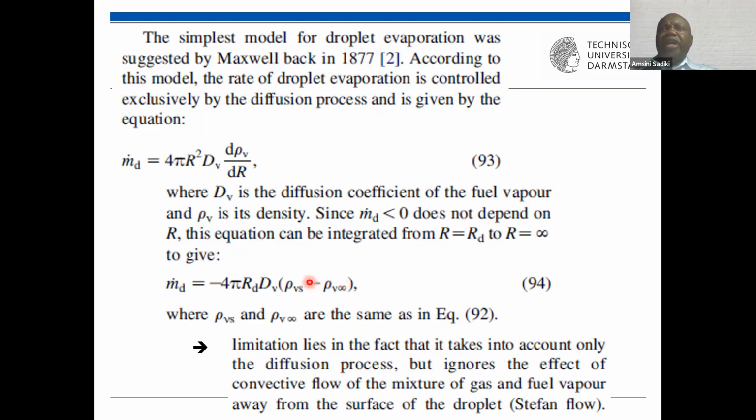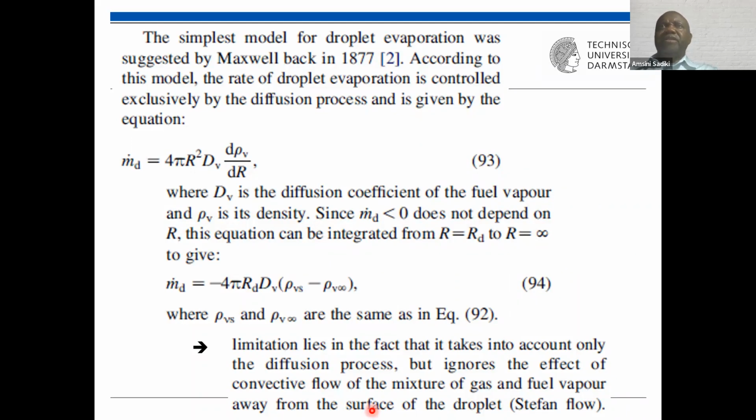And this expression was obtained based on some limitation. We say that we know the effect of convective flow of the mixture of gas and fuel vapor. This means that we have neglected the so-called Stefan flow. It is the induced flow due to the effect of the mixture of gas and the fuel vapor away from the surface of the droplet. Now we would like to introduce the Stefan flow.